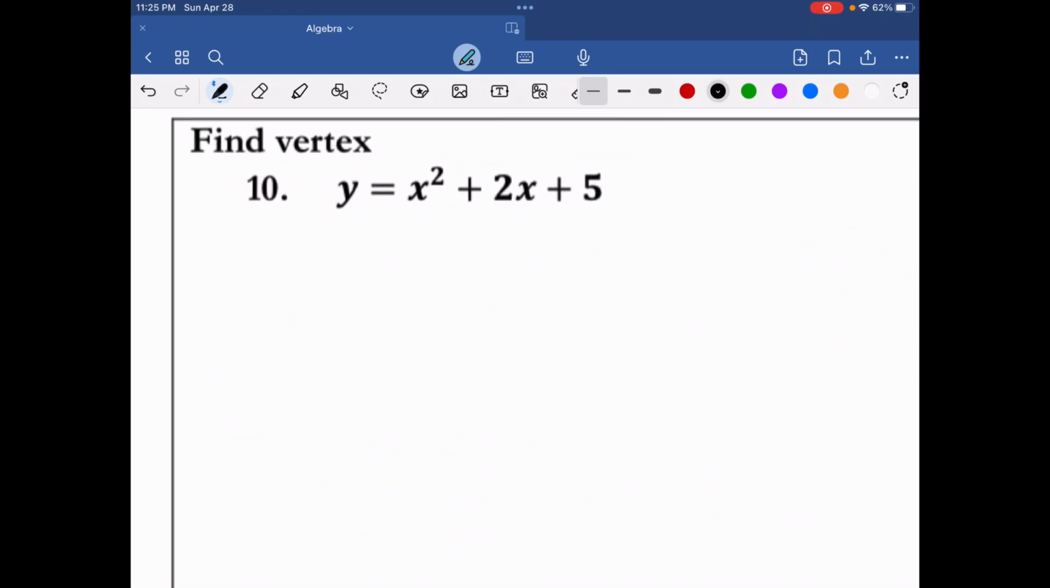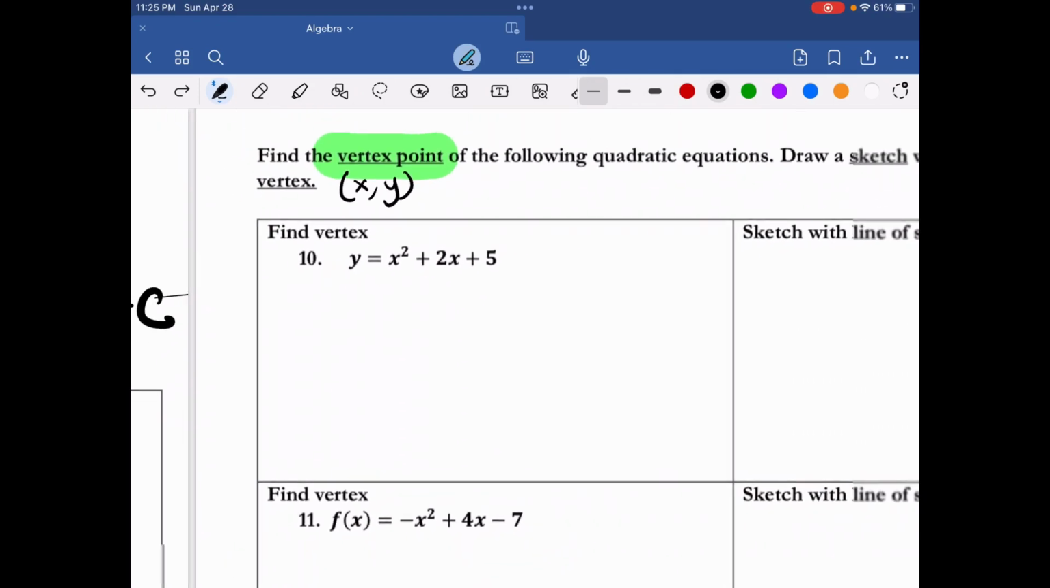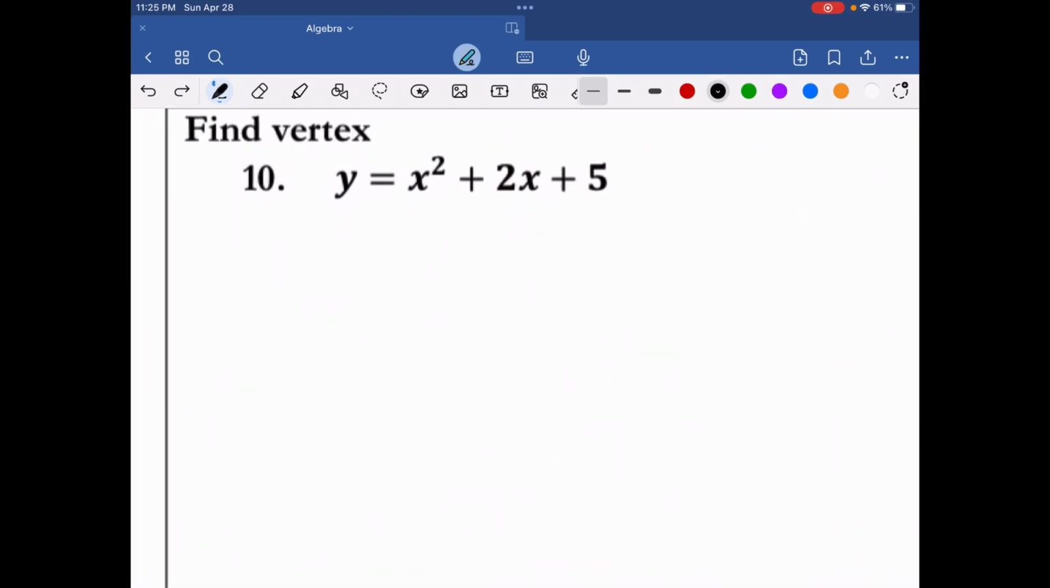We have this equation, y equals x squared plus 2x plus 5. I need to know where the vertex is. So if you just look at the equation right now, you should already know that it is a normal U. It's a normal parabola. How do you know that? Because the number in front of x squared is a positive 1. So it is a normal U.